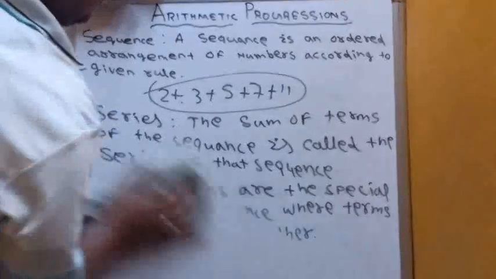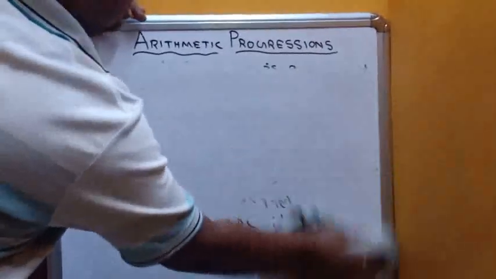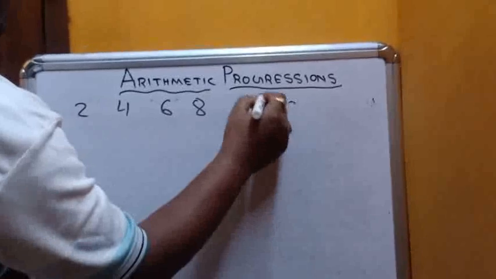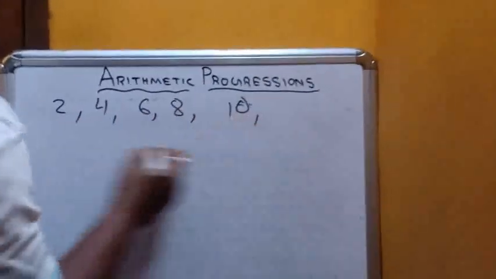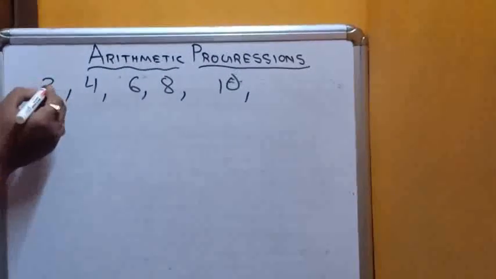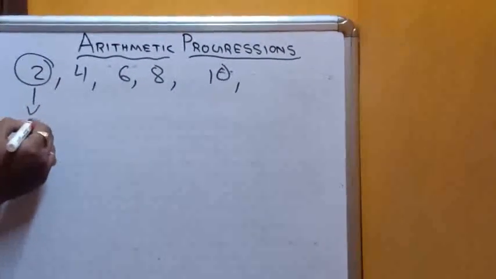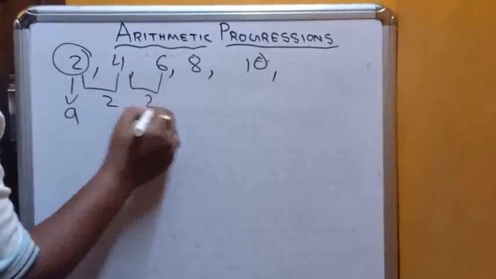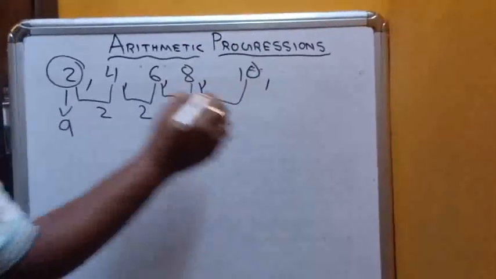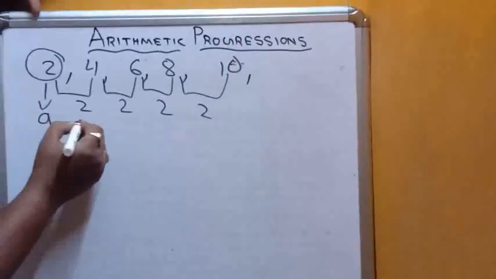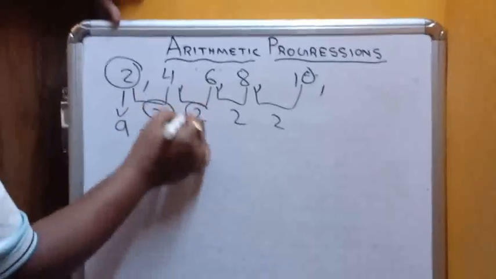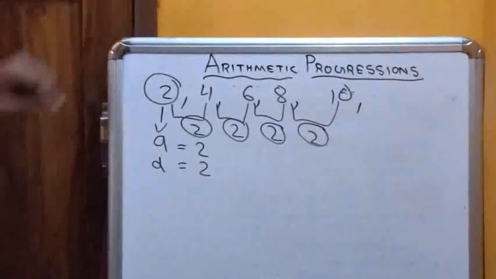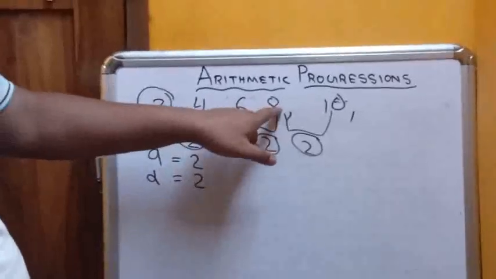So what I told about the progression: 2, 4, 6, 8, 10 are the terms. This one is the first term, which you can represent as A. These terms differ by how much? By 2. So A equals the first term, and the common difference, D, equals 2. So we have the first term, second term, third term, fourth term, fifth term.